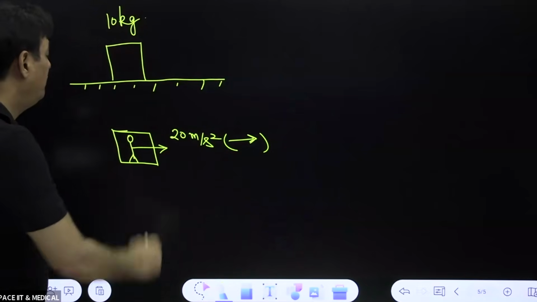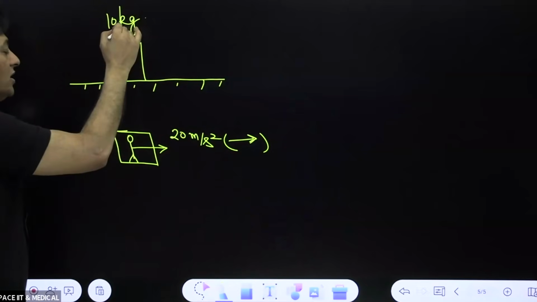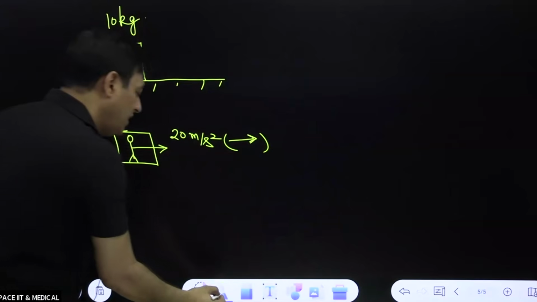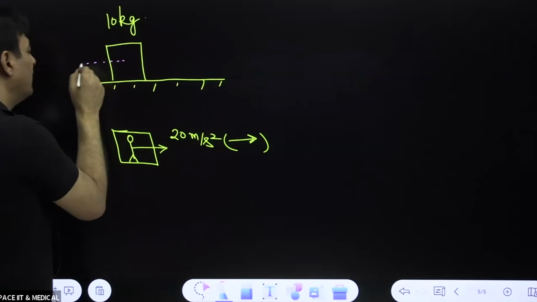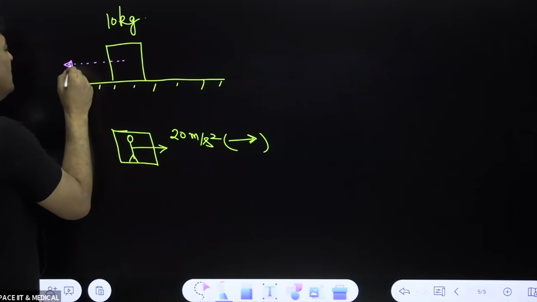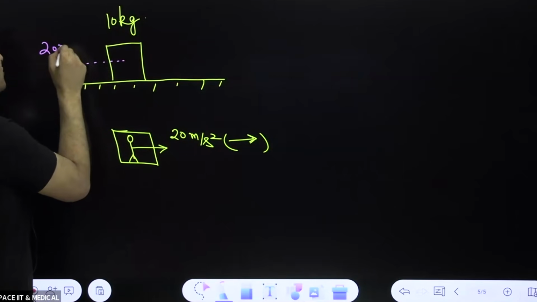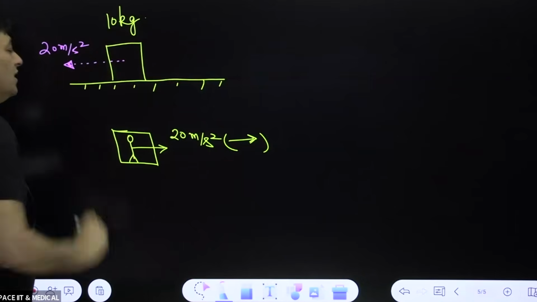If you observe this block from this frame, you will find this block has acceleration in the opposite direction. And how much is the acceleration you will feel? It is 20 meter per second square. It has an acceleration.